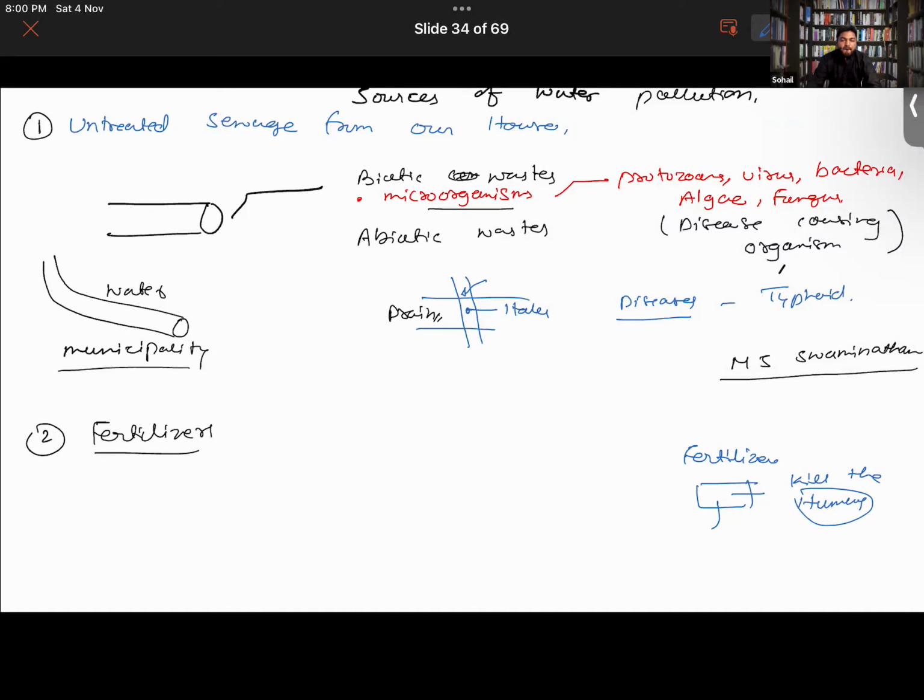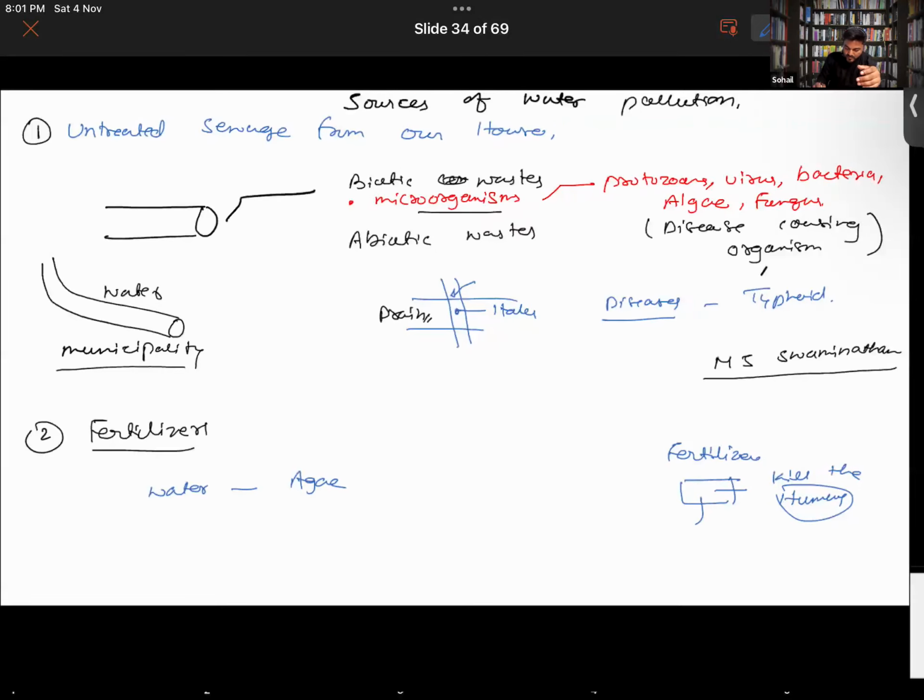Fertilizers have a lot of chemicals. Exactly, fertilizers are rich in different types of nutrients. Fertilizers are basically nutrients for plants, right? So basically what happens is that we know algae grow in water. Spirogyra.